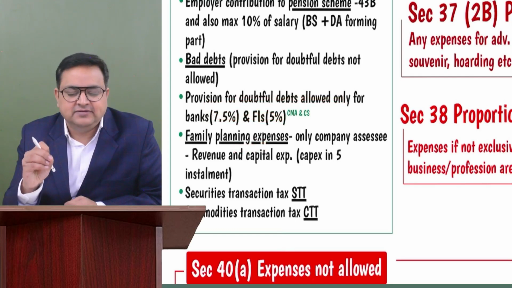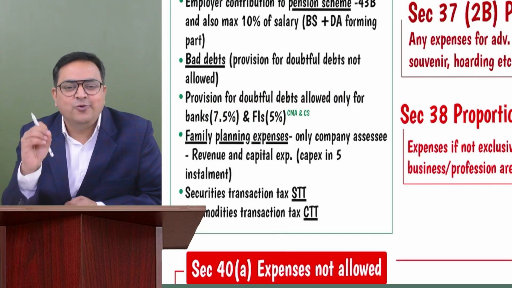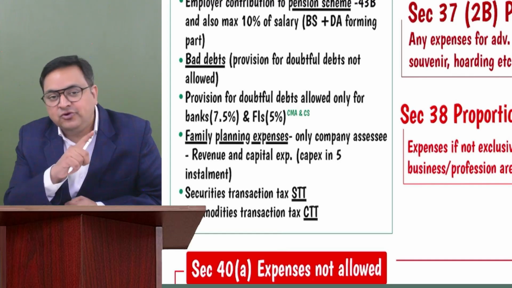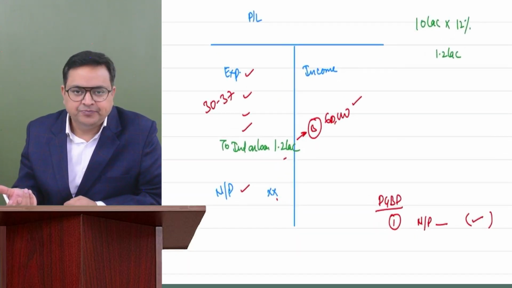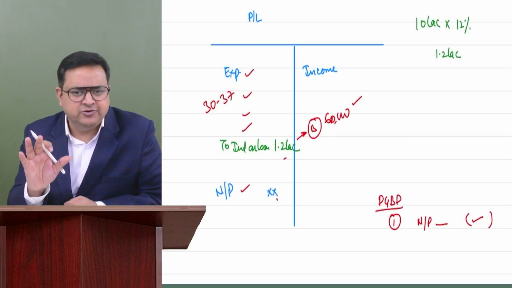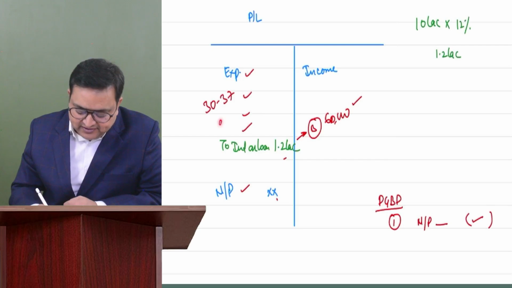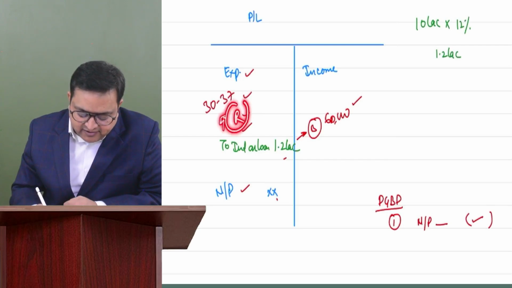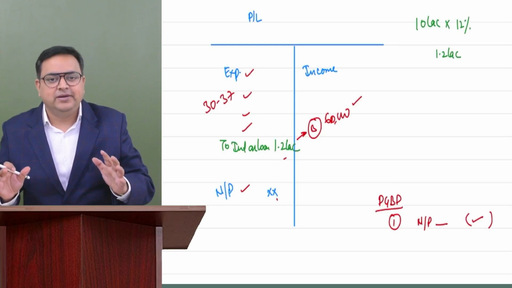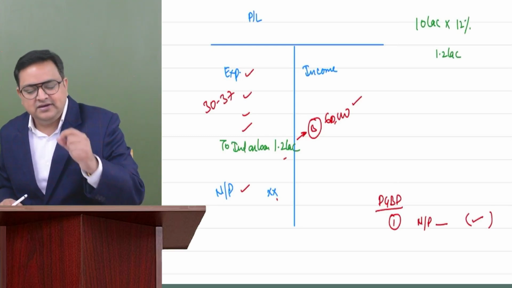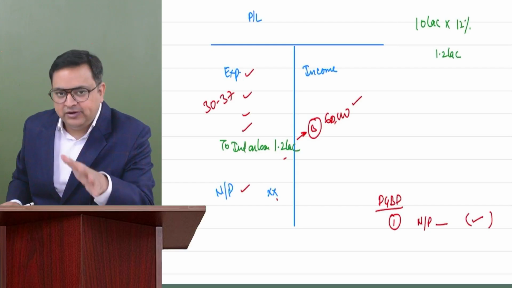Family planning expenses. If the assessee has incurred family planning expenses, they are only and only allowed for company assessee. It is not allowed for non-company assessee. So generally you will get the question for individual, right? Maximum HUF, mainly individual, 99.99% individual assessee only. So for individual, if there is any family planning expenses, whether they are revenue expenses or capital expenses, simply disallow them. Family planning expenses incurred by the assessee are not allowed except for company assessee.